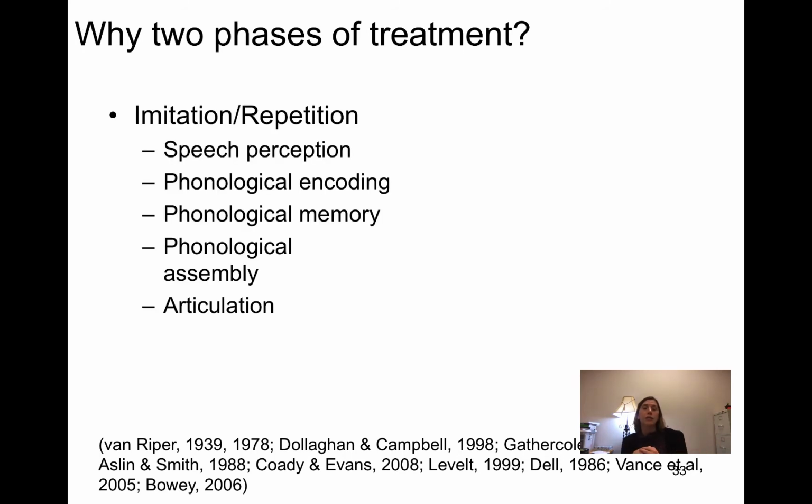The longer answer is that imitation tasks and your spontaneous production tasks involve different types of cognitive processing. So your imitation tasks or repetition tasks are going to involve speech perception, obviously because they're going to be listening to you, phonological encoding because they have to take what they're listening to and basically store all those sounds together. And then not only store it, but they have to hold it in their phonological memory so they can then access it later. Then they have that phonological assembly where they take all those sounds that they've heard and then reassemble them into their own words. And then finally, there's the articulation, the motor aspect of producing those sounds.